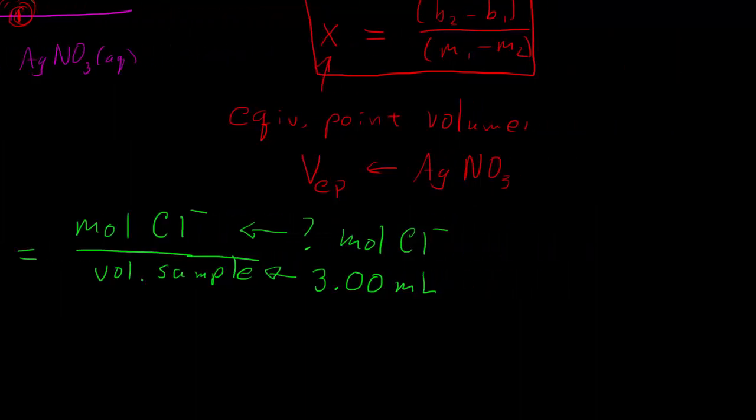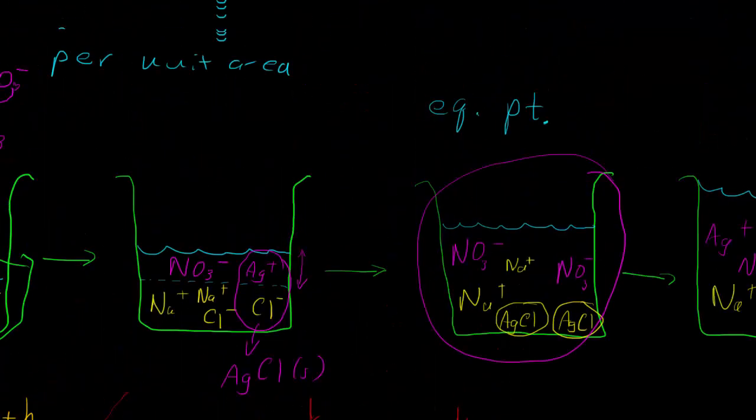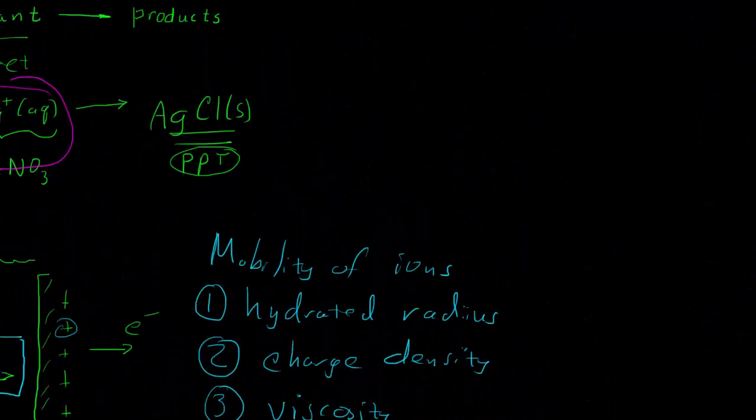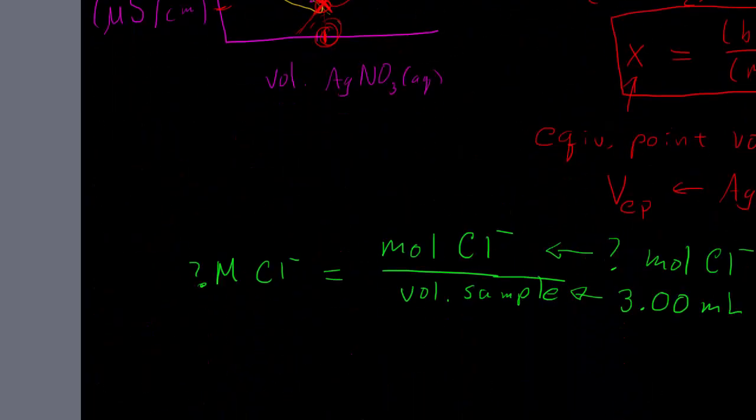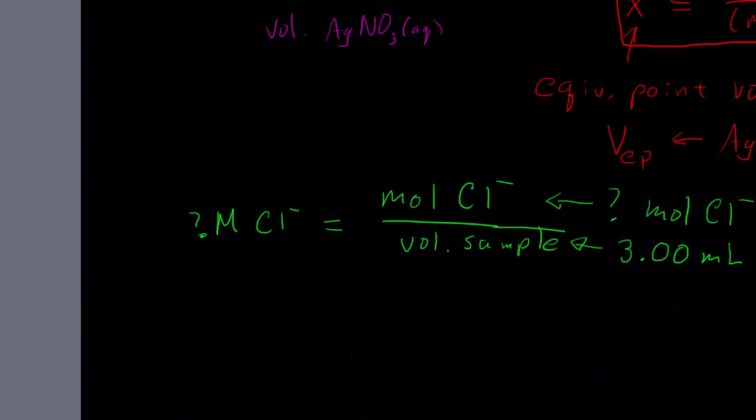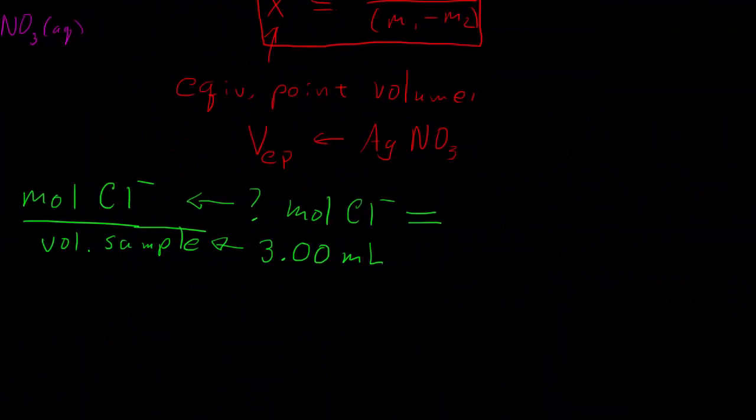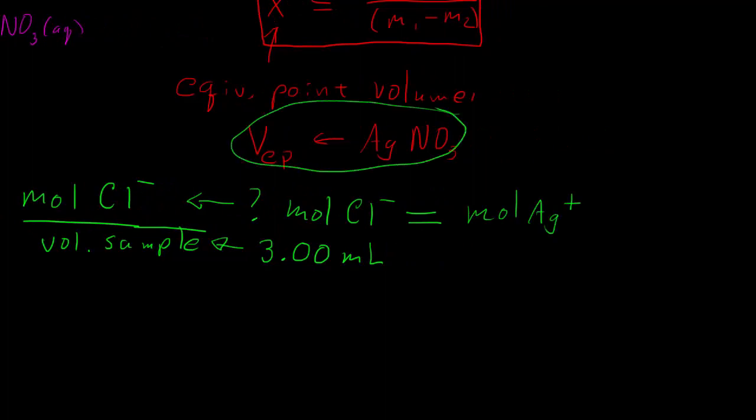But how are we going to know the moles of chloride? Because we did this titration, we know from the reaction that we're looking at way back up here that we have this 1-to-1 stoichiometry. So 1 mole of chloride reacts exactly with 1 mole of silver that we've added. And so the moles of chloride down here will equal our moles of silver added. And because we know our equivalence point volume right here, we know the volume of silver that was added.